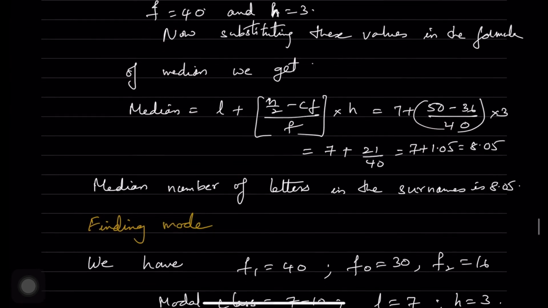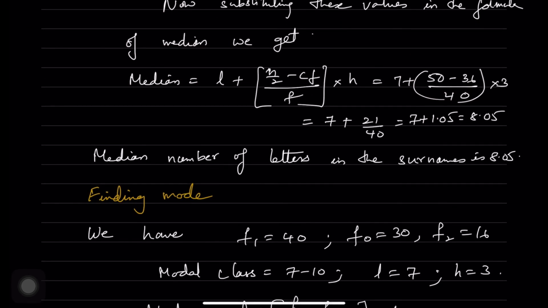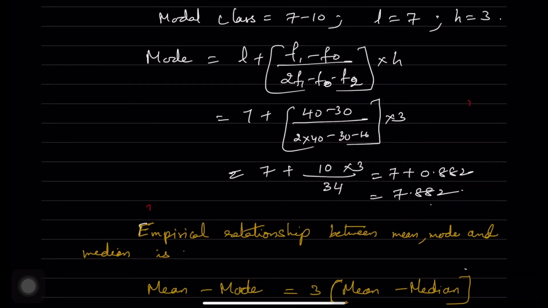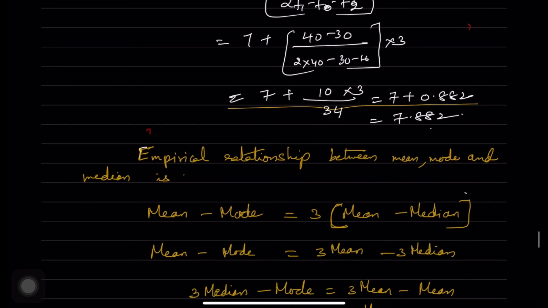So therefore here you can just put it in the formula for finding the mode: L plus (F1 minus F0) by (2F1 minus F0 minus F2) into H. So 7 plus (40 minus 30) by (2 into 40 minus 30 minus 16) into 3. So 7 plus 10 into 3 by 34, which is equal to 7 plus 0.882, which is equal to 7.882.